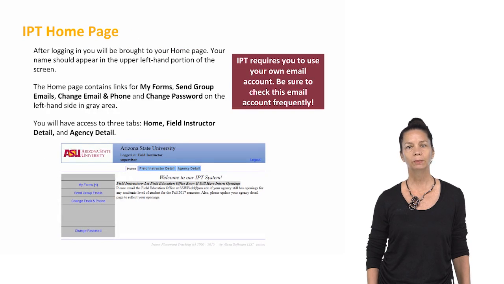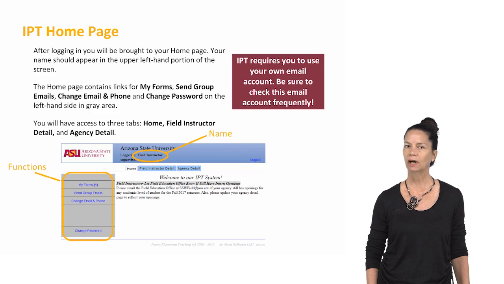After logging in, you will be brought to your home page. This is the starting point for accessing the information and functions of the Intern Placement Tracking System. Your name should appear in the upper blue section of the screen. On the left-hand side of the home page, there are four functions. One, My Forms. Here you can view a list of all the online forms or documents that are scheduled or that you have completed. From this list, you can select to individually view any of these forms.